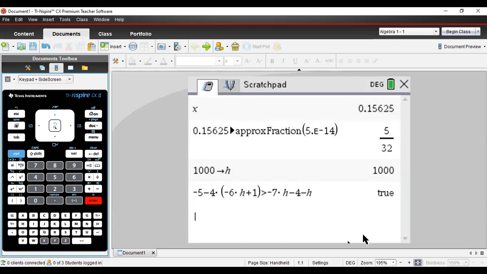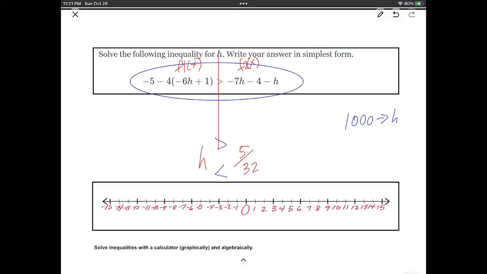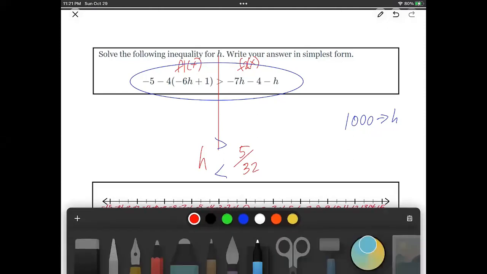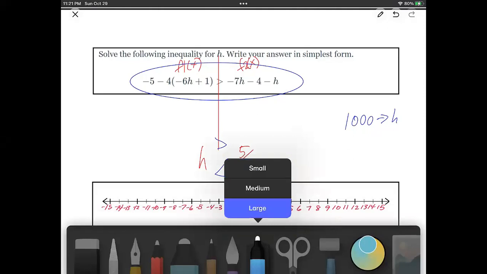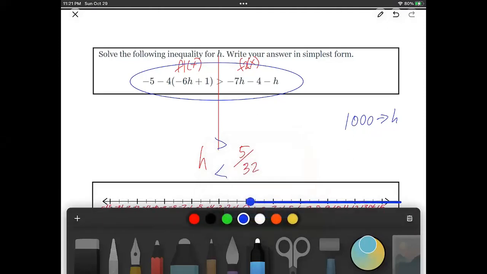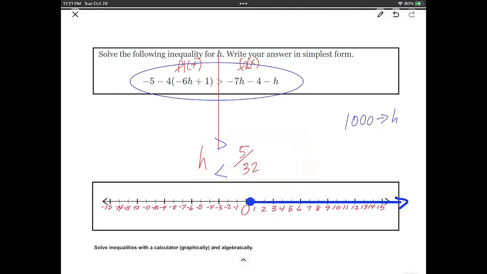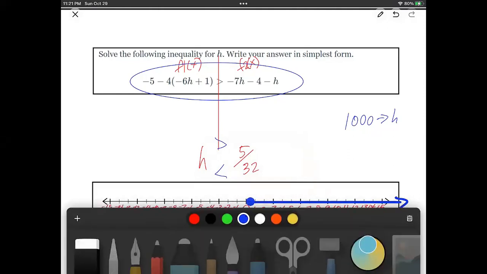So now let me go finish this up on the iPad. The reason I have this: 5 over 32 is going to be somewhere in here. It's going to be small. I'm going to make it blue. It's going to be between 0 and 1, because it's less than 1 but greater than 0. But the key is now we know that the answer goes to the right. That's going to be the answer. So we can get rid of this and write h is greater than 5 over 32.